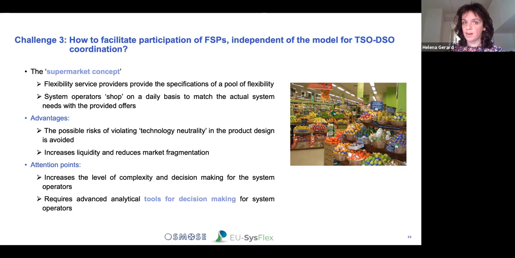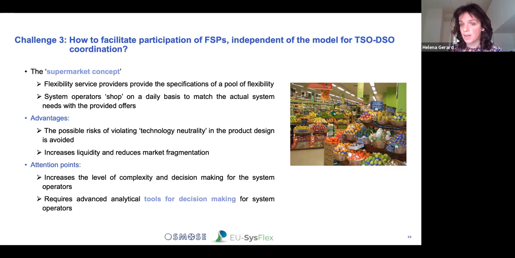Of course, you see immediately the advantage. It's on the side of the flexibility service provider because they can just, I would say, explain how their portfolio looks like without looking into different fragmented markets. There's obviously also a big attention point. This increases the level of complexity at the side of the system operator, meaning that there will be a heavy need for advanced analytical tools for decision-making. But that's possible, and that's also something that we address within EU-SysFlex.